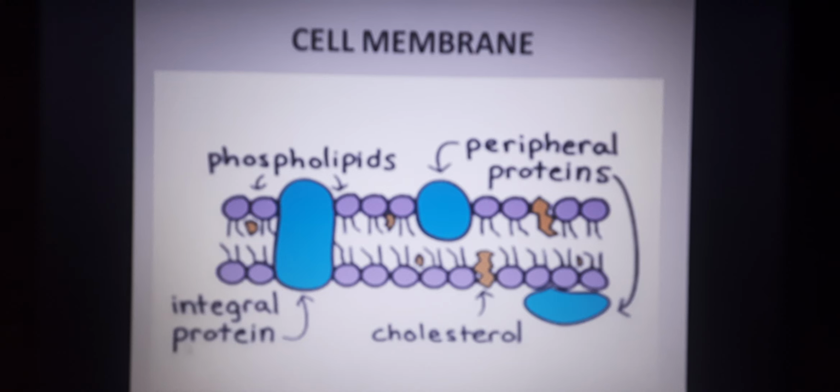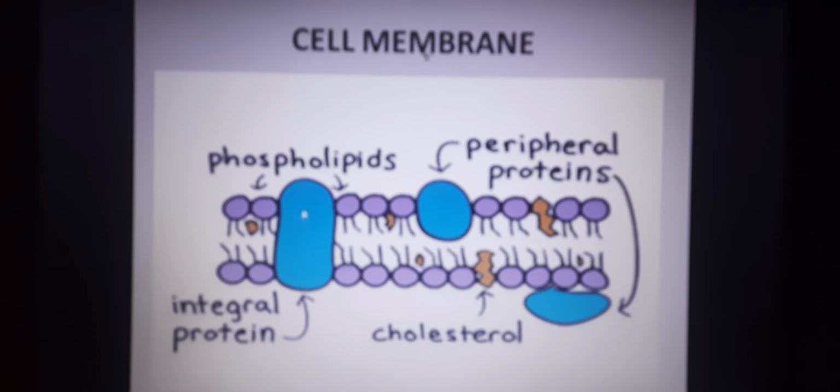So now come to the cell membrane. As I have explained, the cell membrane is made up of a double layer. This is the external layer, this is the internal layer. So, the bimolecular lipid layer: you can see these thread-like structures, two thread-like structures, are called the lipid layers, and these are the proteins.